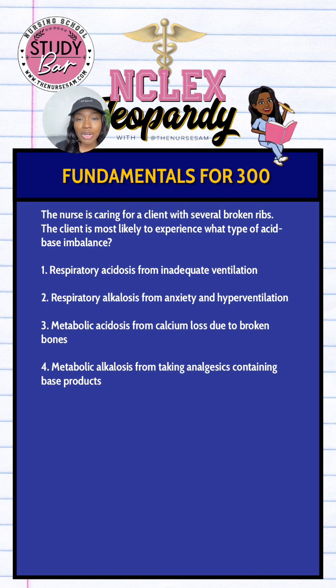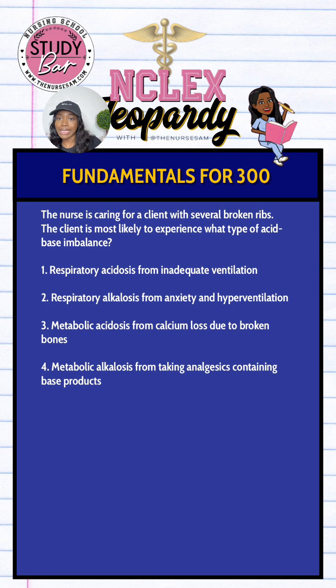It says the nurse is caring for a client with several broken ribs. The client is most likely to experience what type of acid-base imbalance? 1, respiratory acidosis from inadequate ventilation. 2, respiratory alkalosis from anxiety and hyperventilation. 3, metabolic acidosis from calcium loss due to broken bones. Or 4, metabolic alkalosis from taking analgesics containing base products. What is our answer? And then I'm going to ask you why.